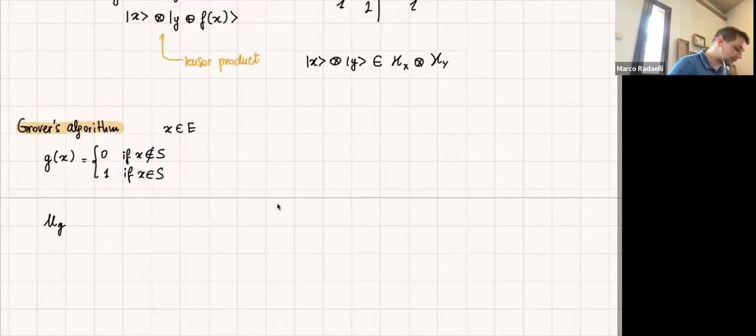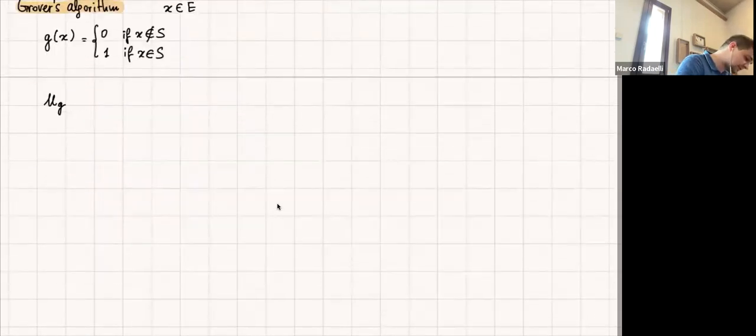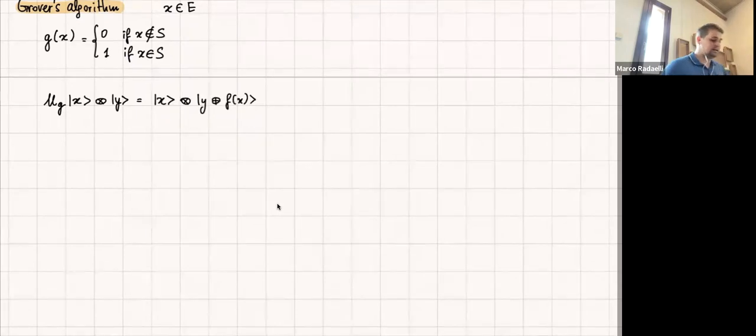So we just define an oracle, UG, which acts on the tensor product of x and y, and gives out the input register as it is, tensor, this.